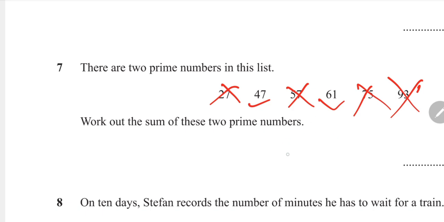When we add, 7 plus 1 is what? 8. 4 plus 6 is 10. So 108. The sum of the two prime numbers is 108. This is the answer. Move to the next question.